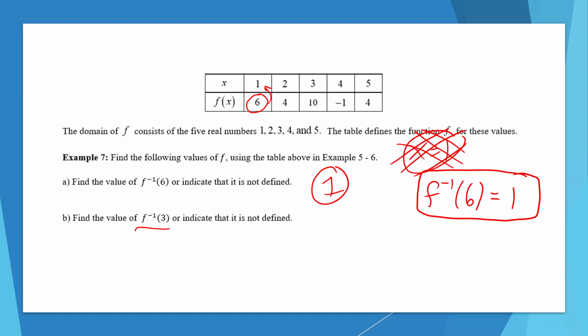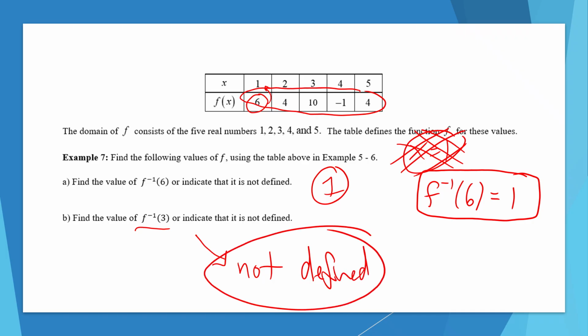Here, find the inverse value of 3 or indicate that it is not defined. There is no 3 right here, so this is going to be not defined. And that would be enough to get full credit for example 7.